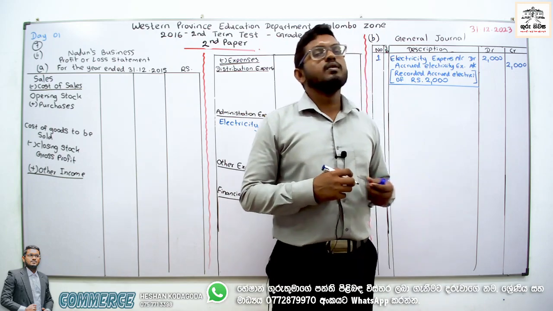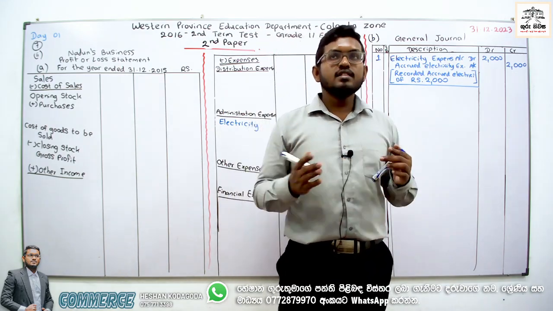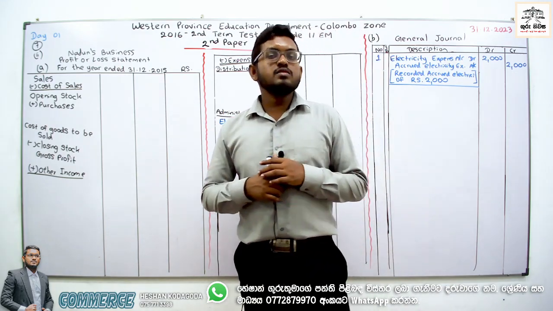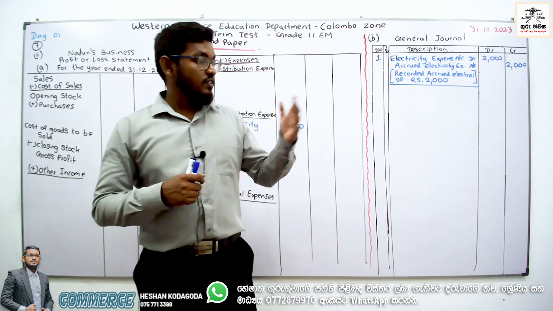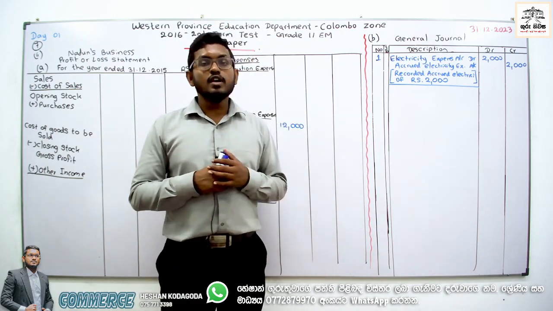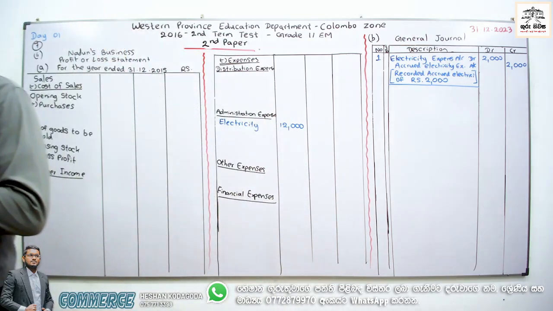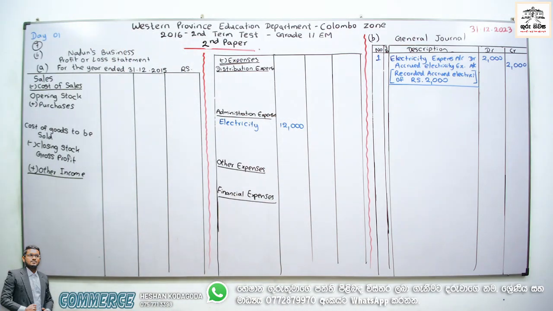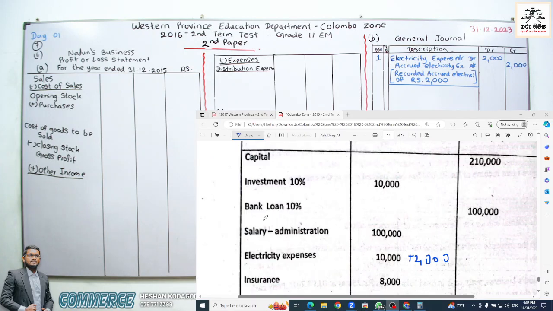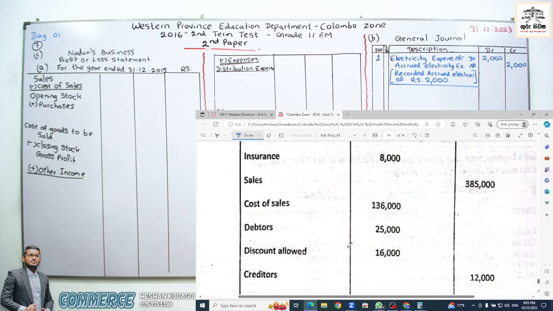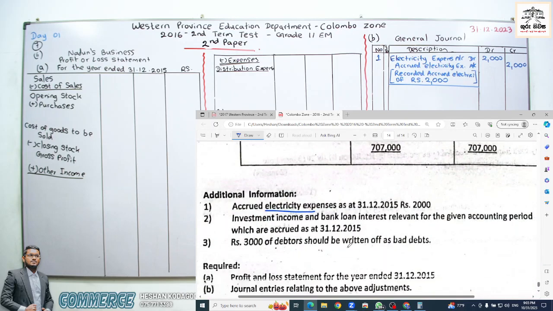No need to prepare the SFP. So what is the type? Where do we record this 2000? You should record it under current liabilities. Can you remember? You need to write this 2000 under current liability. Now this is already taken. You need to put a correction marking. First adjustment done.